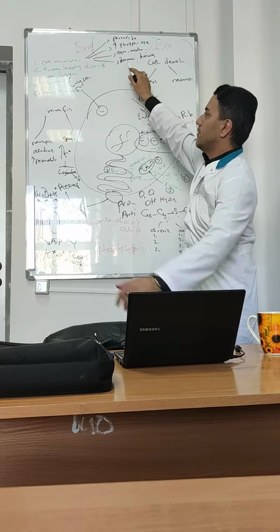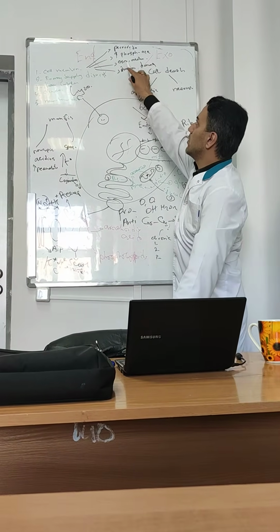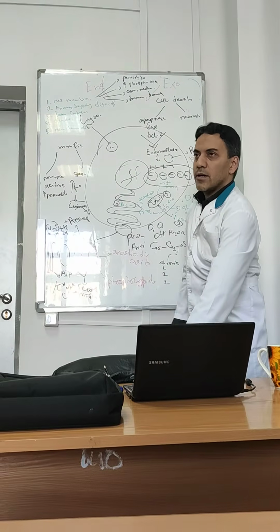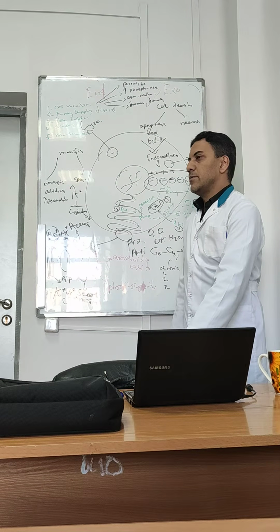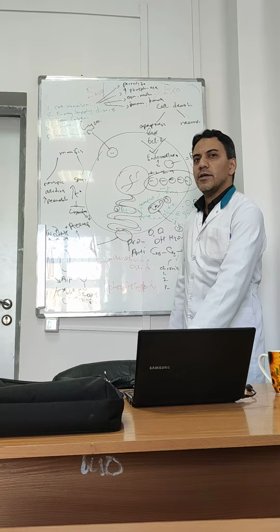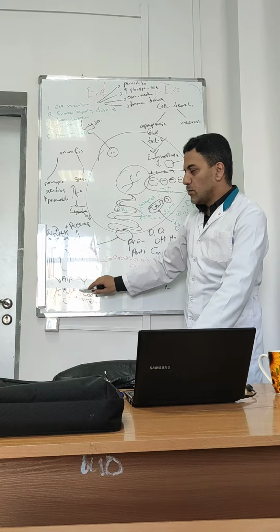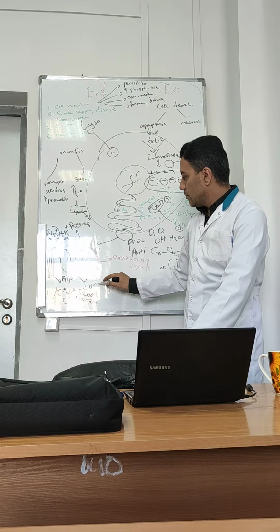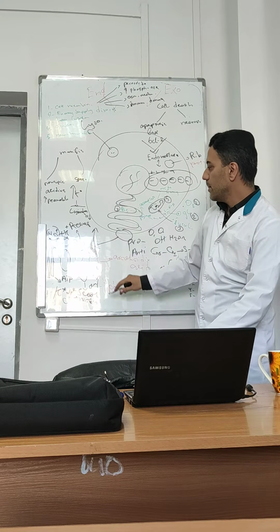Next mechanism of membrane damage is the osmotic or mechanical mechanism. What does it mean? Osmotic pressure is the pressure which can attract water. So if the osmotic pressure is high inside the cell or outside the cell, what will happen?